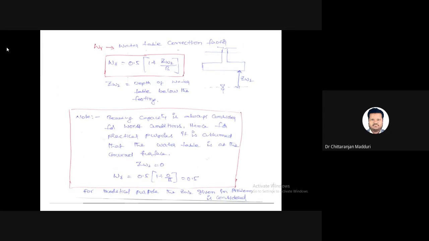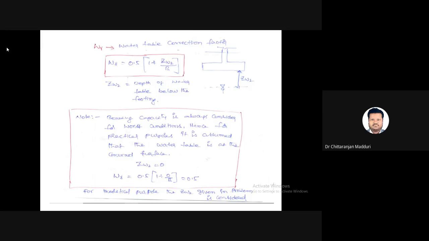The next one, the water table correction factor W gamma, is equal to 0.5 into (1 plus Zw2 divided by B). Here Zw2 means the depth of water table below the footing. You can see the figure. While solving theoretical problems, Zw2 is given in the problem. Whatever Zw2 is given in the problem, we need to substitute in the equation.